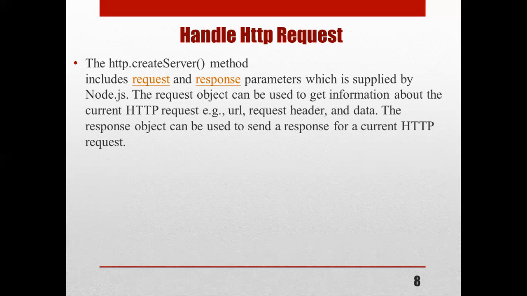The request object can be used to get information about the current HTTP request, for example the URL, request headers, and the data. Next is the response object. This object can be used to send a response to the current HTTP request. The server fetches the current HTTP request and sends the response to it.